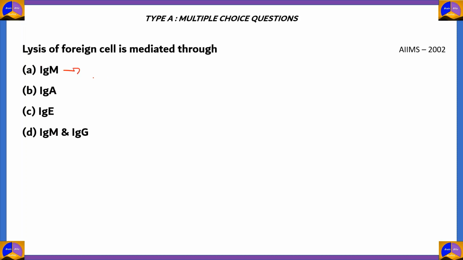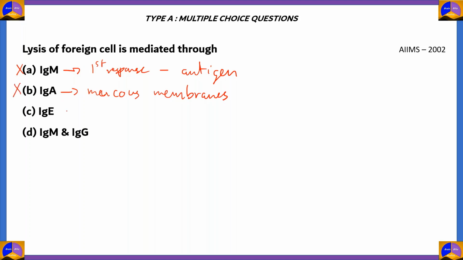Option A, IgM. IgM is the first response to an antigen, and this antigen can be viruses or bacteria, but basically these are not transplants. So option A is incorrect. What about option B, IgA? IgA is found in mucous membranes, and they provide immunity to mucous membranes. So mucous membranes trap the antigens, and then IgA acts on it in order to kill the antigens. So option B is incorrect.